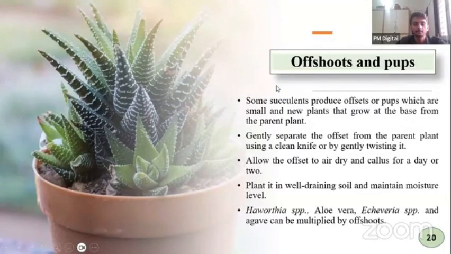Next is offshoots and pups. You can see in this picture, this is called an offshoot. When the new babies, or we can say pups, arise from the base of the plant, we generally twist this plant and separate it into a particular growing media. Some species of Haworthia, aloe vera, echeveria, and agave can be multiplied by means of offshoots. But one important thing that we have to keep in mind is that if these babies or pups have roots, then we have to go for direct planting. But if it does not have roots, then we have to wait for callus formation, and after that we put it in a media.